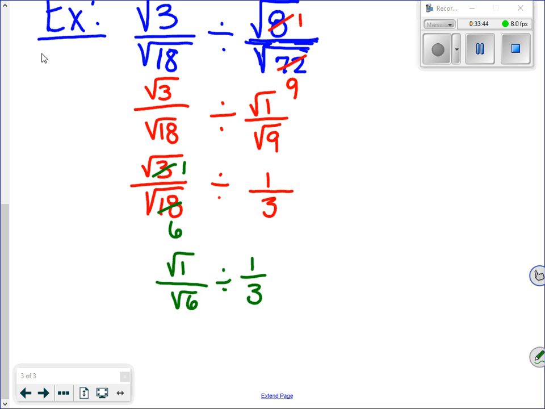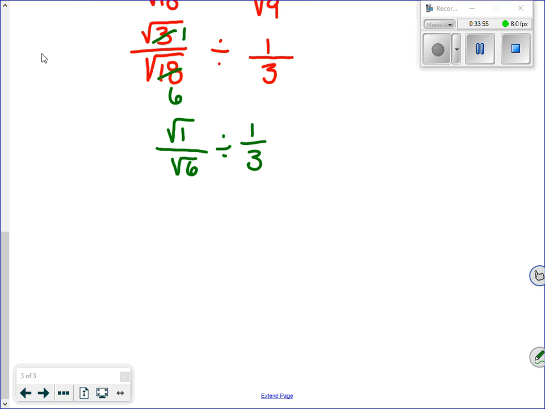Can I simplify that? What is the square root of 1? 1. So go ahead and simplify that. Square root of 1 is just 1. So now we have 1 over the square root of 6 divided by 1/3. Can we simplify anything else? What could we simplify? Okay, I would tell you to wait before you try to rationalize until you've actually done the operation. So this is a division problem, so we are going to need to divide eventually. But can we simplify anything else?